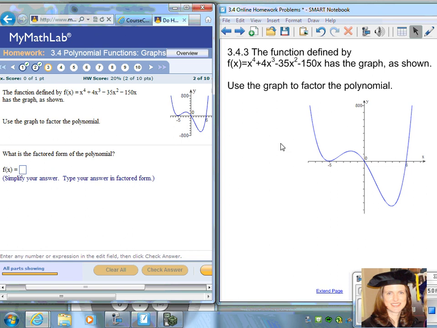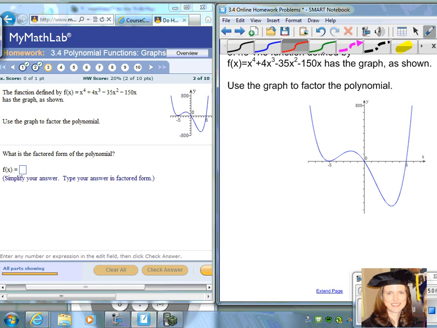Question number 3. We have this polynomial function and we have a graph. The graph is going to help us factor the polynomial function. Notice that this graph touches the x-axis right here at -5. It crosses the x-axis at 0. It crosses the x-axis at 6. Each of those times where it crosses the x-axis corresponds to a factor of the polynomial.